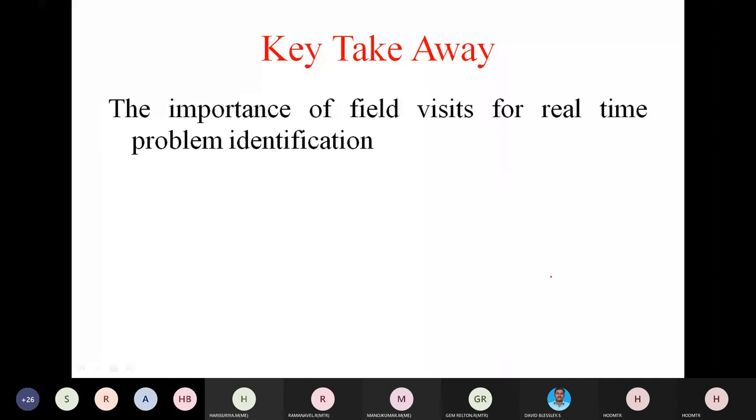So in the form of in-plant training or internship or industrial project, you may visit the industry. At that time, if you find some problems in the industry and if you address a particular problem by giving solutions, definitely there is a scope for the students for getting the placement in the particular industry.